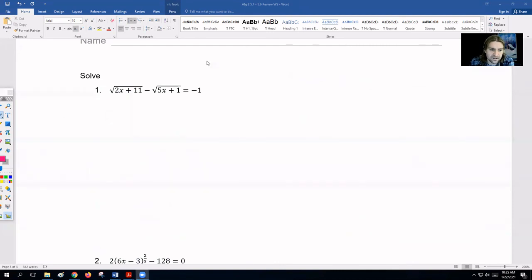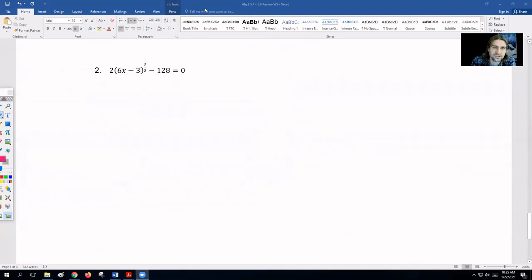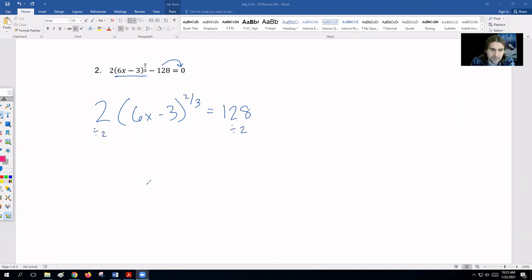All right, last problem here is how do we solve this? And there's two different ways to do this. We'll try to do this the big brain way, break this down. What we need to do is remember that we kind of have this radical here that we need to isolate. So we're going to first add the 128 over to the other side. Next thing we're going to do is divide by 2. So we got 6x minus 3 to the 2/3 power equals, if we divide 128 by 2, that's 64. Now to get rid of a radical like that, we need to take it to the opposite power, so we need to take it to the 3/2 power.